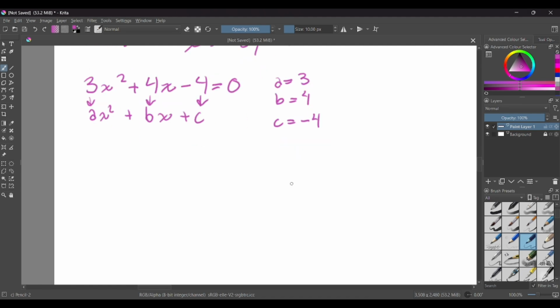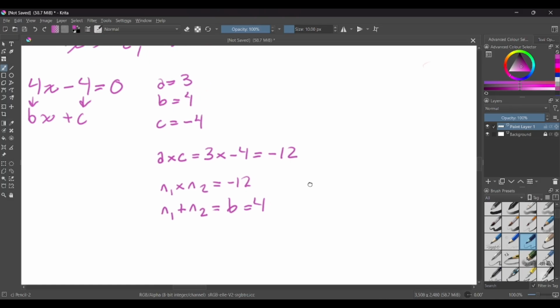Now what you need to do is find two numbers that will satisfy two conditions. The first condition, and the one that you should start with, is you just multiply the a term by the c term. This would be 3 times negative 4, and this makes negative 12. Now we need to find two numbers that when you multiply them together will equal negative 12. So essentially two factors of negative 12 that, importantly, when you add them together, will equal the b term, which in this case is 4. So let's factor out negative 12.